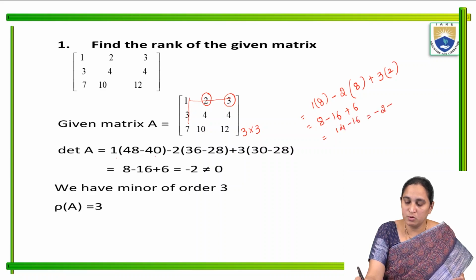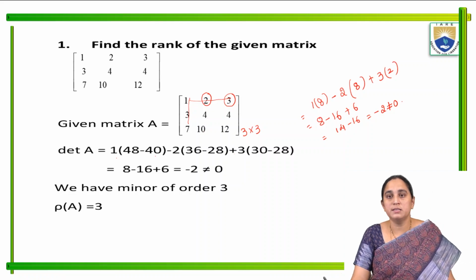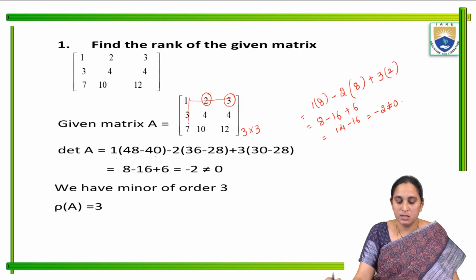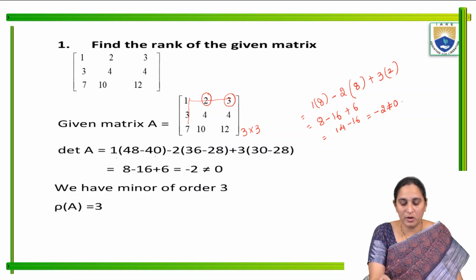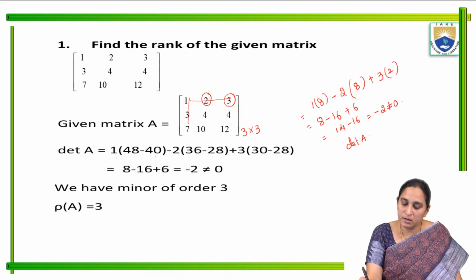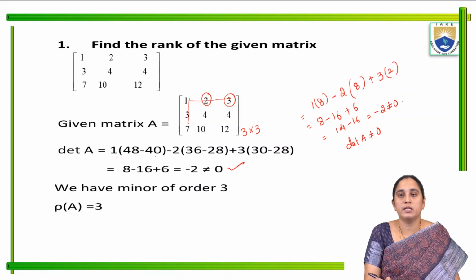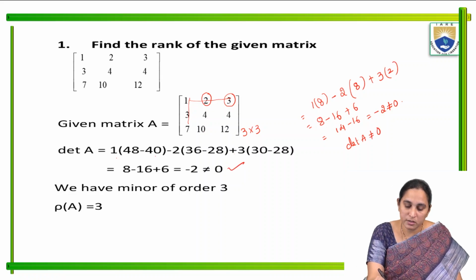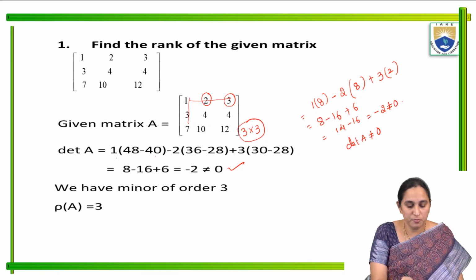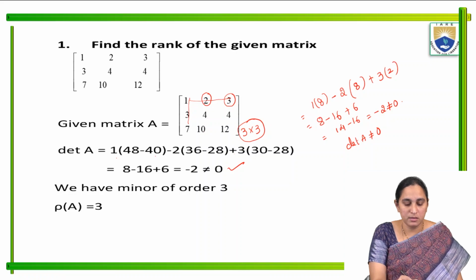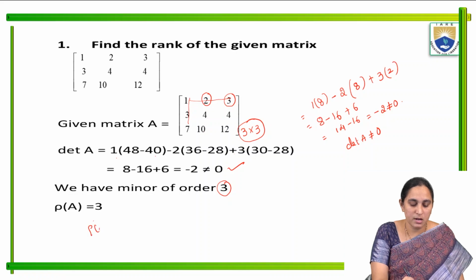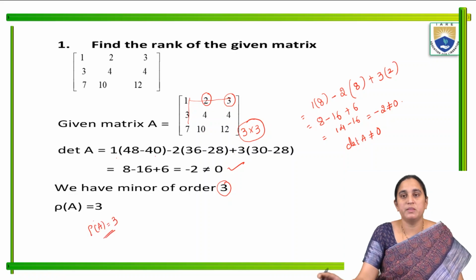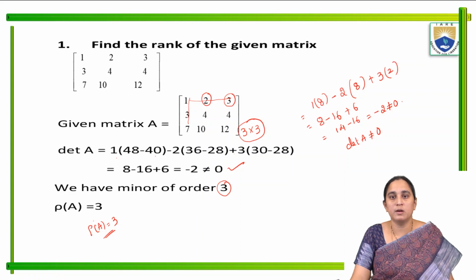That is minus 2, not equal to 0. Therefore, here for the 3 by 3 matrix, we have a minor of order 3. That det A value is equal to how much? There, det A is not equal to 0. Therefore, what about the order of the given matrix? That is 3. Therefore, we have a minor of order 3, and that order is the rank of the given matrix. Therefore, rank of A is equal to what? 3. Therefore, rank of A is equal to 3.